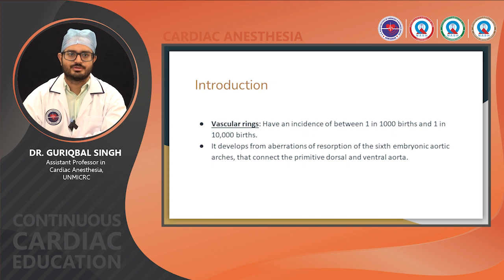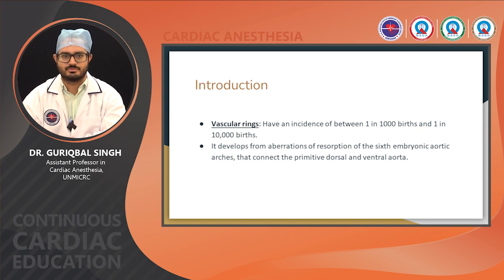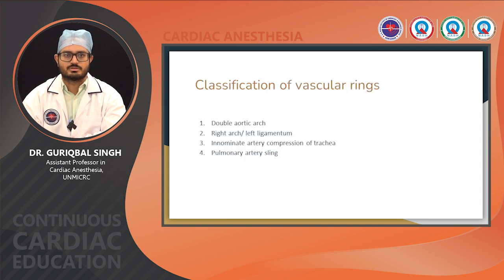So coming to the introduction, vascular rings have an incidence of between 1 in 1000 births and 1 in 10,000 births. It develops from aberrations of resorption of sixth embryonic aortic arches that connect the primitive dorsal and ventral aorta. So this is the classification of vascular ring, which include double aortic arch, right arch and left ligamentum, innominate artery compression of trachea, and fourth is pulmonary artery sling.